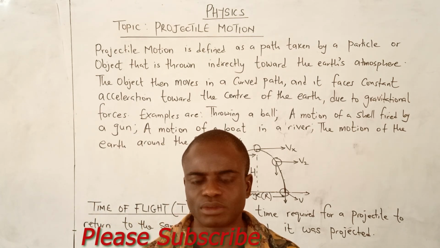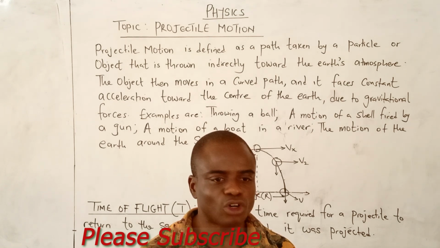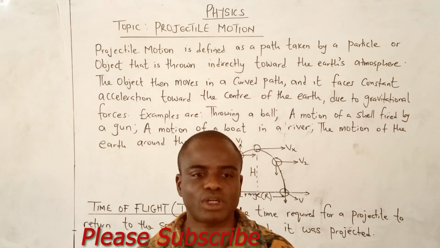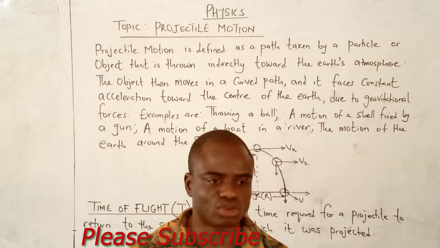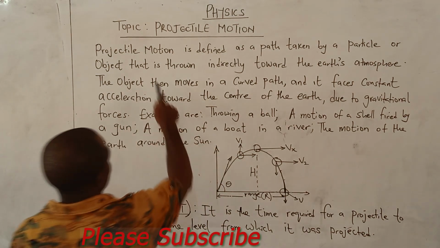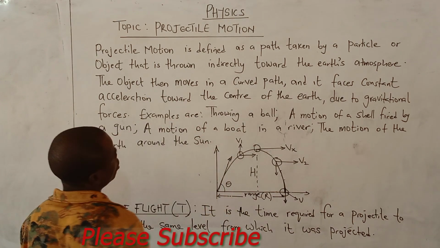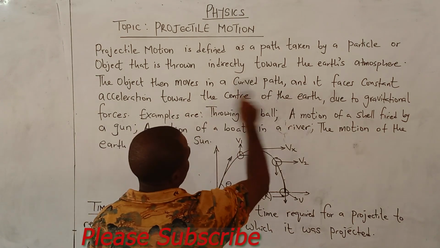And also we have another thing we want to discuss, which is time of flight. Time of flight is the time taken for an object to move from a particular point and return to the point of projection. Projectile motion is defined as a path taken by a particle or object that is thrown indirectly toward the Earth's atmosphere.